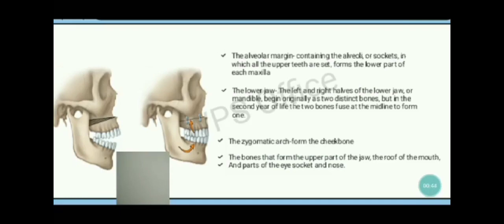It also forms the anterior portion of the zygomatic arch. The function of the upper jaw is to hold the upper teeth. It also shapes the middle of the face and supports the nose.